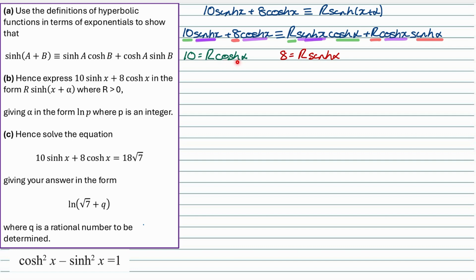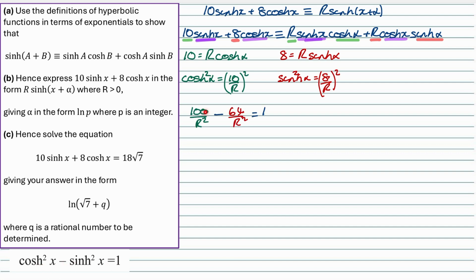So we'll make cosh alpha and sinh alpha the subject, and then we'll square them and substitute them into this identity. So cosh alpha will be 10 over r, so cosh squared alpha will be 10 squared over r squared. And if sinh alpha is equal to 8 over r, then sinh squared will be 8 squared over r squared. And now we can substitute each of these into our identity here.